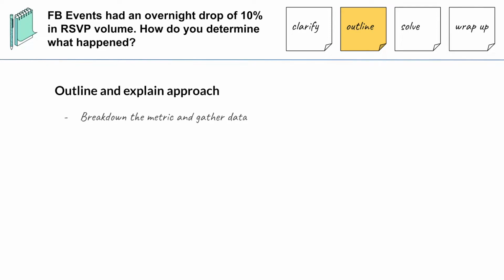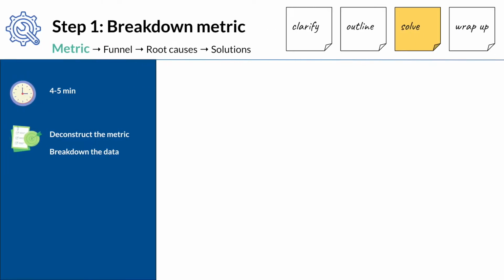First, I will break down the metric and collect data to see what's going on, try to narrow down the problem. Next, I will look into the user funnel to understand at what step of the user journey the problem happens. Then I'll brainstorm possible root causes of the decline in RSVP volume. And if we have time, I'll think about ways we could solve the problem or mitigate it. How does it sound?